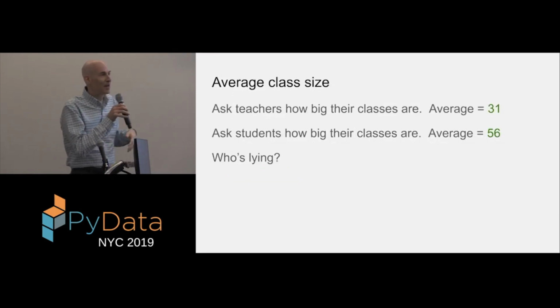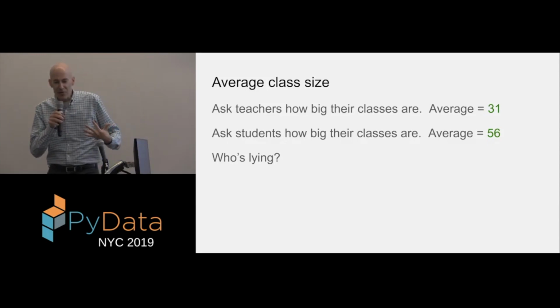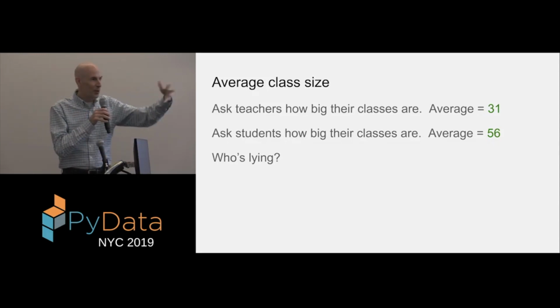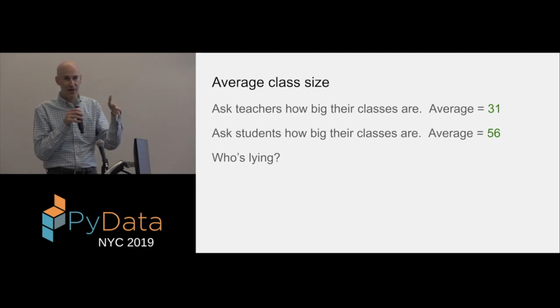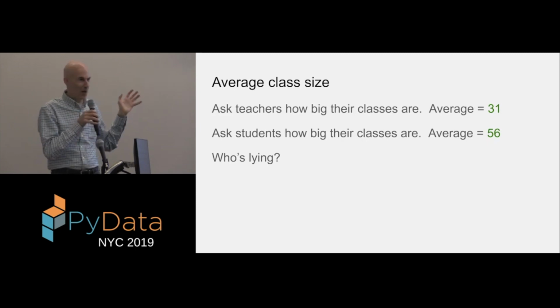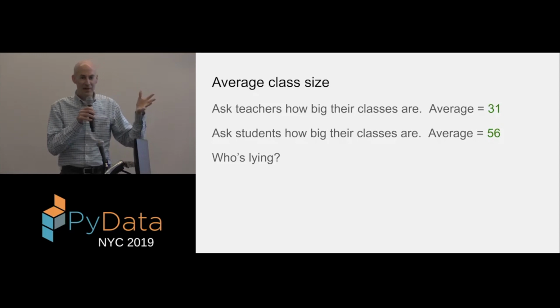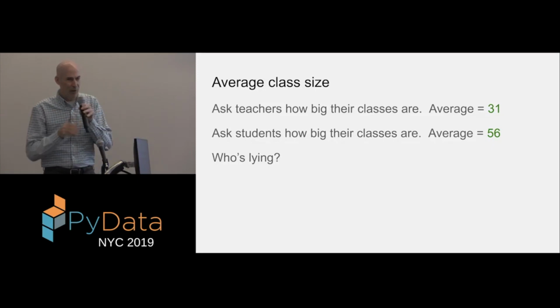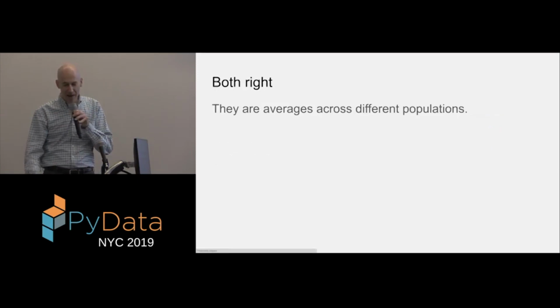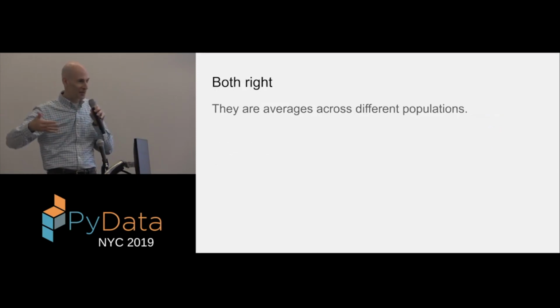Here's another example. Class sizes. If you go to a university or a college and you ask the teachers how big their classes are, you might get an average like 31. If you ask students how big their classes are, you might get an average of 56. And you might think that somebody's got to be lying, but they're both right. They're just reporting averages over a different population.